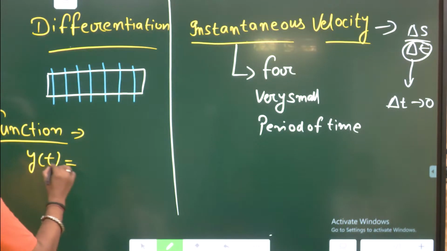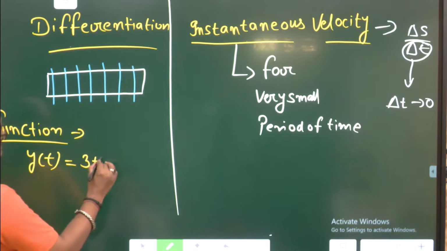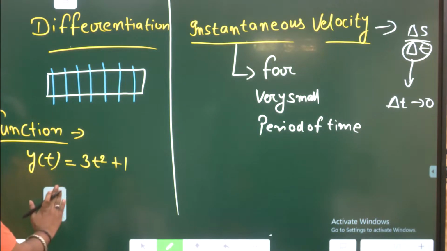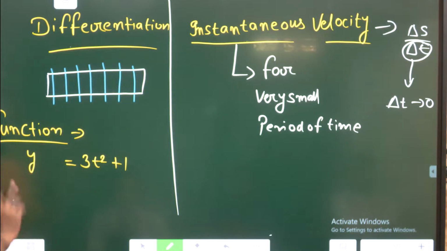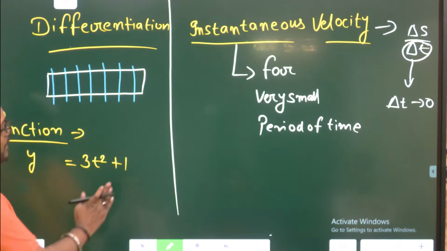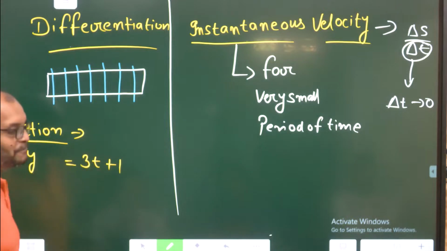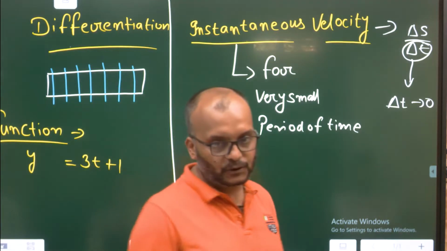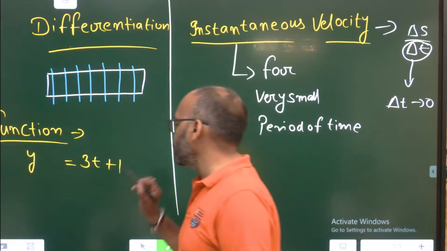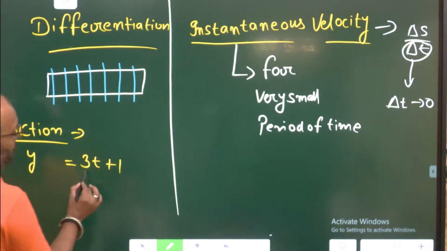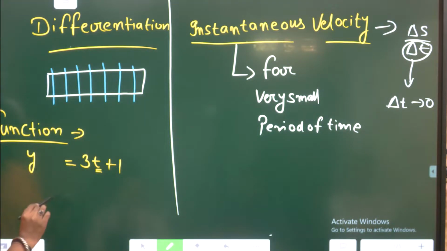What do I mean by this? The value of y is 3t square plus 1. Or let's say 3t plus 1. Let's make it simple for the starting. 3t plus 1. Now let's assign values to this t and see what will be the value of y for different values of t.